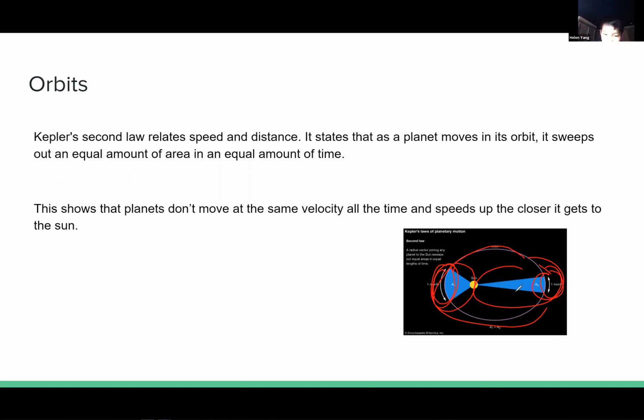So Kepler found that the farther away the planet is from the sun, the slower it goes. So it's going slow over here. And as it's approaching the sun, it gets faster and faster. So it's the same amount of time and the same amount of area. That shows that the planets don't always have the same velocity when they're orbiting the sun.